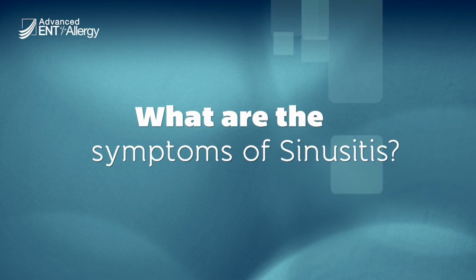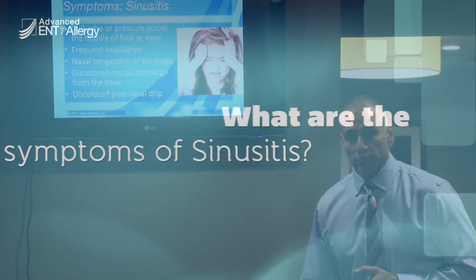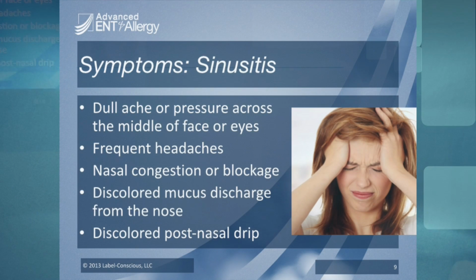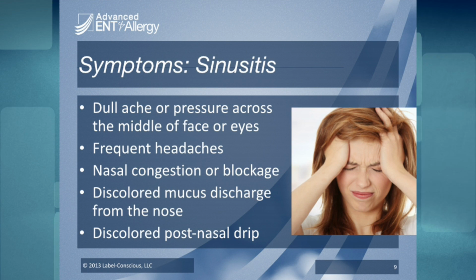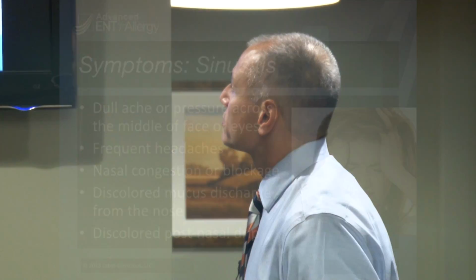That includes dull ache or pressure across the middle of the forehead, and also can extend down into the mid-face region. Frequent recurrent headaches, nasal obstruction, and you can have discolored mucus from your nose or from your throat. Most of the mucus tends to go down the back of your throat in general, so that's when you're going to notice most of the mucus. But if you're blowing your nose and you notice discolored mucus, and you have these other symptoms, then it's very possible that you may have a sinusitis.